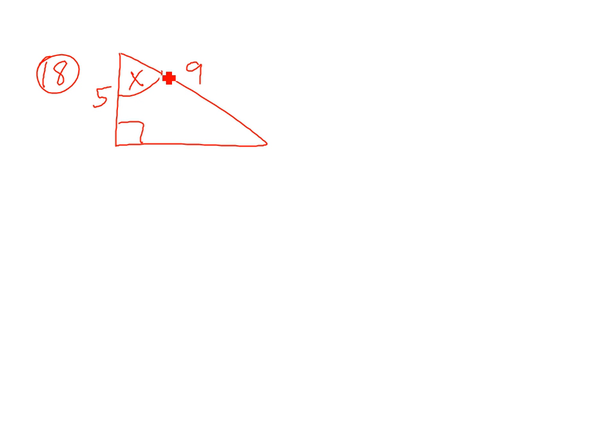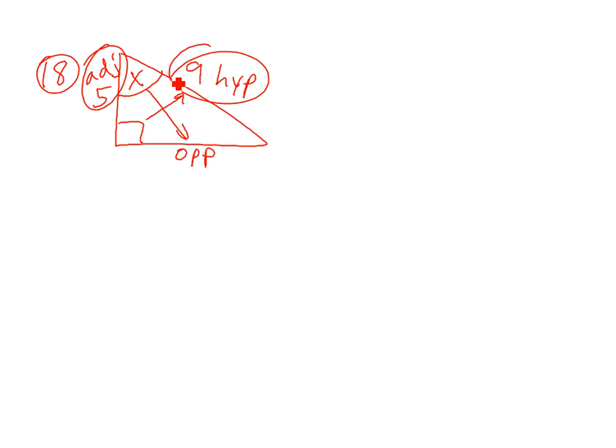Number 18. Find X to the nearest 1/10 of a degree. They give us this. We're looking for an angle this time. You've got 5 there, you've got 9 there. We're going to have to use sine, cosine, or tangent, SOHCAHTOA. The side across from X is the opposite leg. The side across from the right angle is the hypotenuse. And the other side is the adjacent. We care about this one and this one this time, which is the adjacent and hypotenuse.